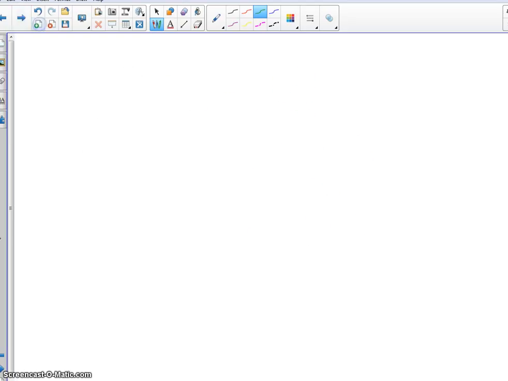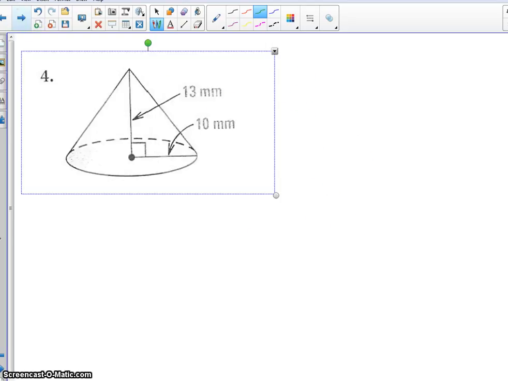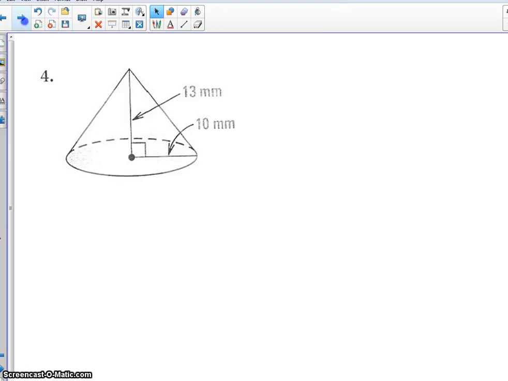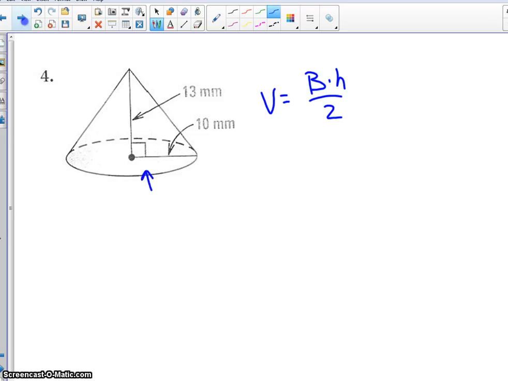Well, let's look at number, whoops, I didn't want to do that. I want to look at number 4. Here what we've got is this shape, and this is actually going to be a cone. In this case, you do the same thing. You're going to find the volume, area of the base times the height, divided by 3. At this point, you might be thinking, well, the base is a circle, right? So the area of a circle is pi r squared. And again, we'll leave this in terms of pi.